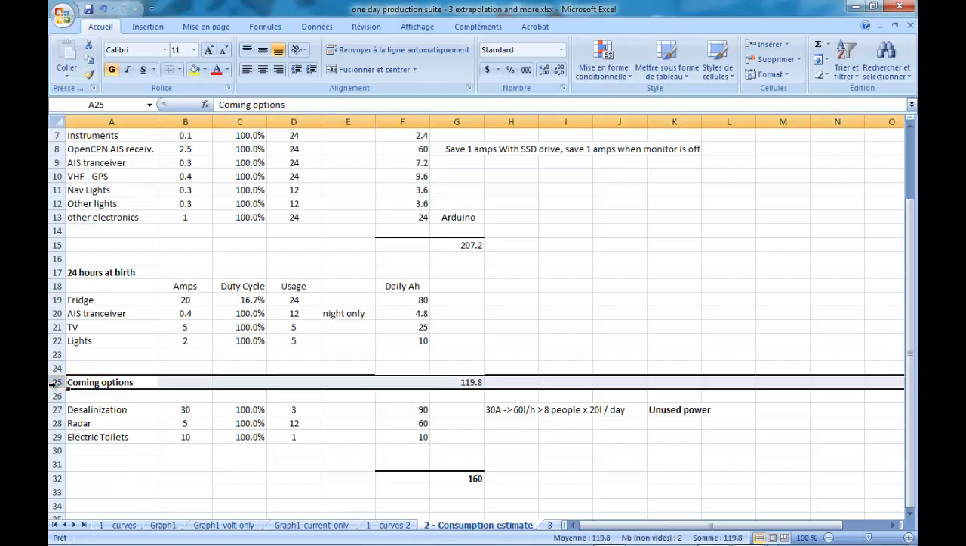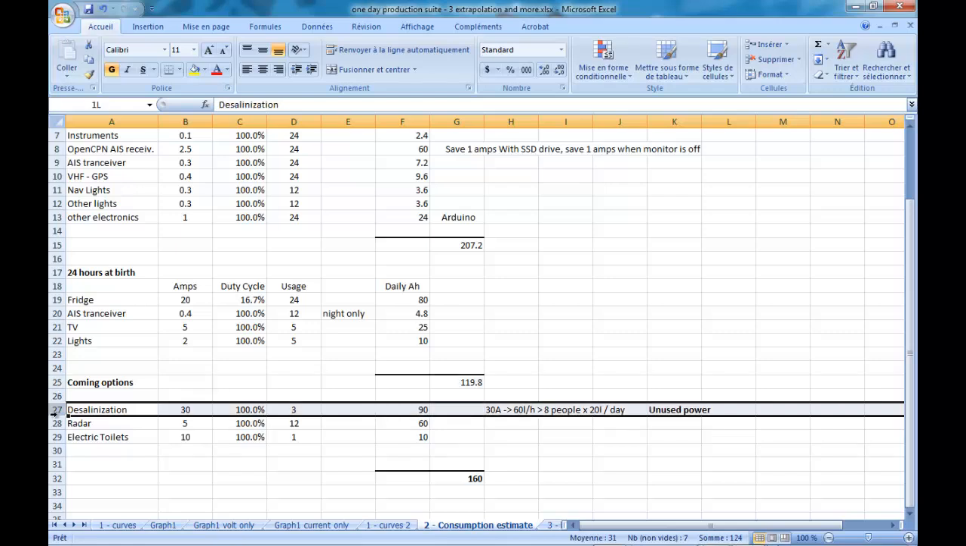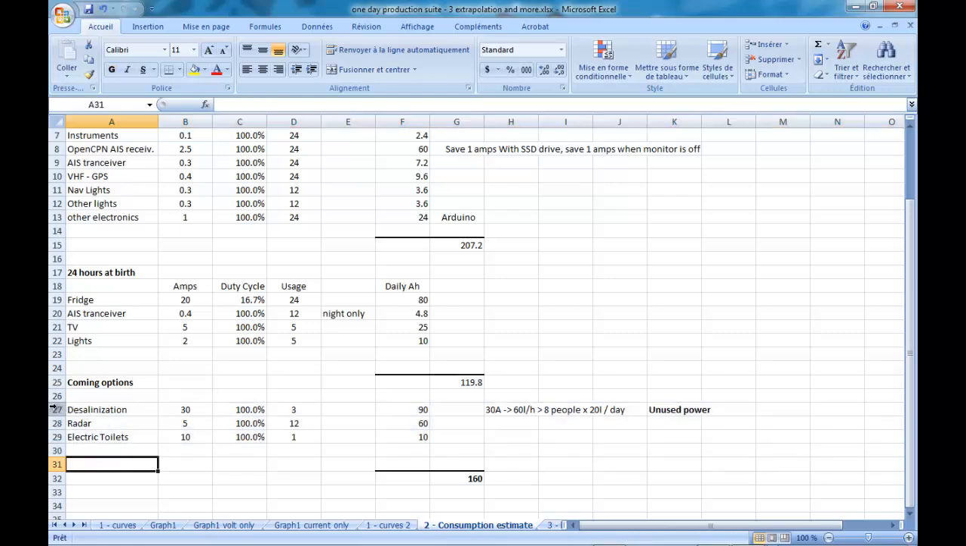And these are options I'm thinking about getting. Desalinization: one of my friends is doing 30 amps when it's running as a desalinator, and it's doing 60 liters per hour. Now I'm thinking about 8 people, 20 liters per day per person, and 3 hours per day should be okay. Now 3 hours per day is going to be 90 ampere hours.